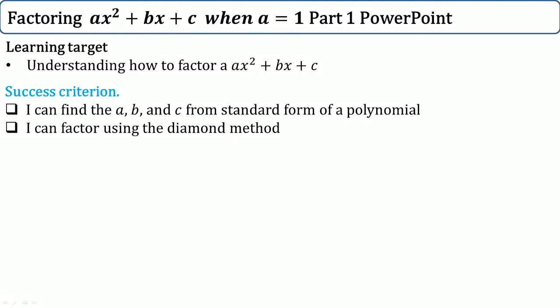Welcome, this is the IM2 video lecture on factoring ax squared plus bx plus c when a equals 1, part 1. The learning target is for you to understand how to factor ax squared plus bx plus c. This is a trinomial. The success criteria: 1. You can find the a, b, and c from standard form of a polynomial. And 2. You can factor using the diamond method.